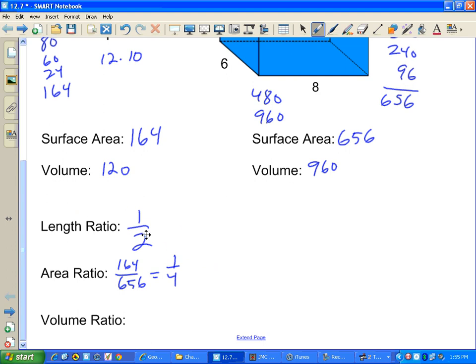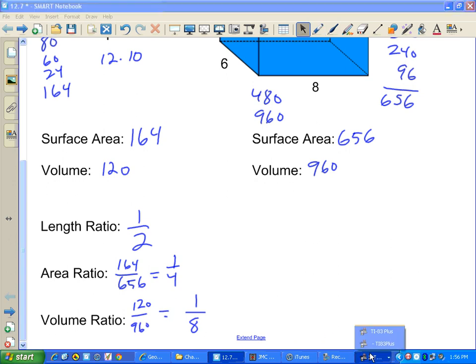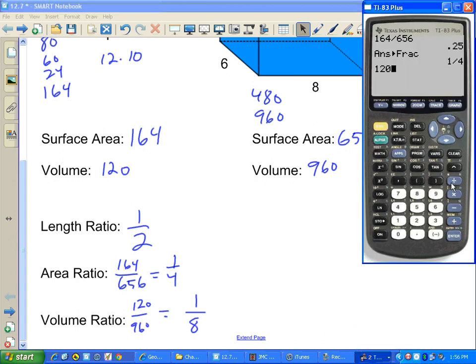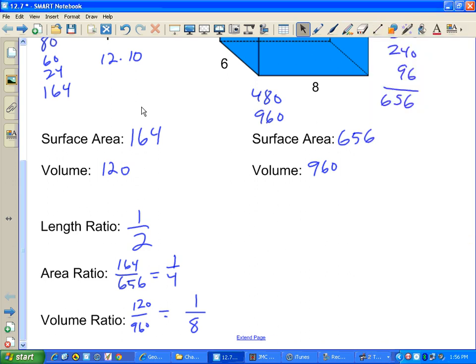Okay, now this is what we did in last chapter. Remember, if you have the length ratio, you square it to get your area ratio. So in order to get volume ratio, we're probably going to have to cube it, right? So I should end up getting 1/8. 1 times 1 times 1 is 1. 2 times 2 times 2 is 8. So let's check and see if our volume ratio actually works out that way. Is 120 over 960, is that 1/8? And it is. Okay, 1/8. So it's just an extension of what we did in chapter 11.